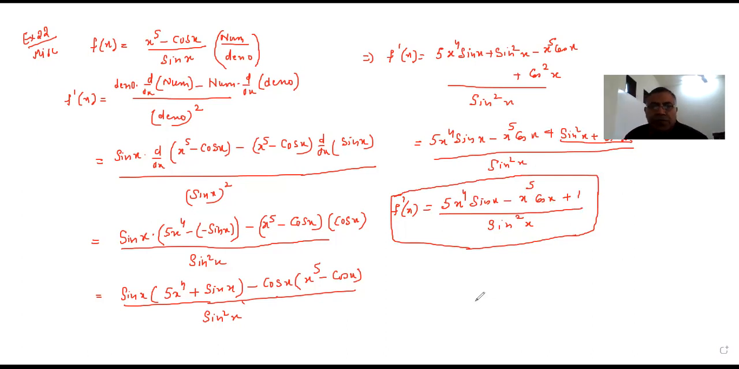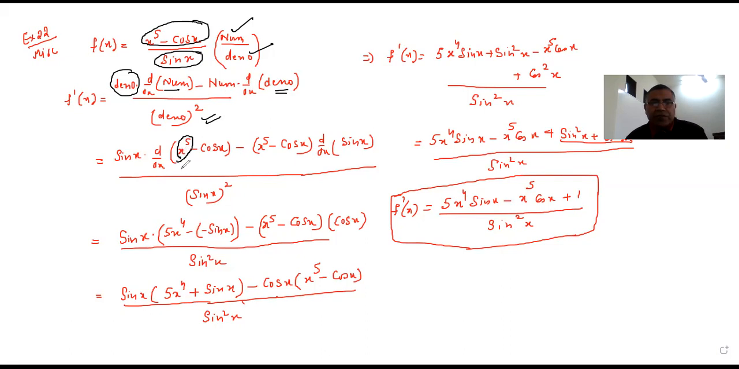So any doubt up to this? Clearly, this was the application of a quotient rule. I have two functions with me. One function is in the numerator and second function is in the denominator. These are the two complete functions. So I have applied the quotient rule. Denominator square as it is, denominator into derivative of numerator minus numerator into derivative of denominator. Clear?